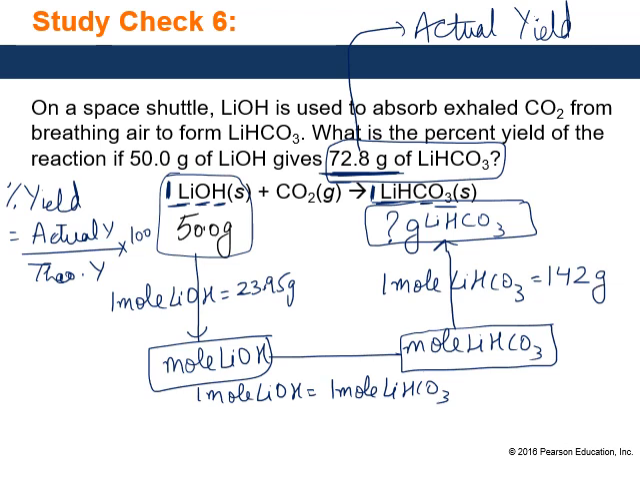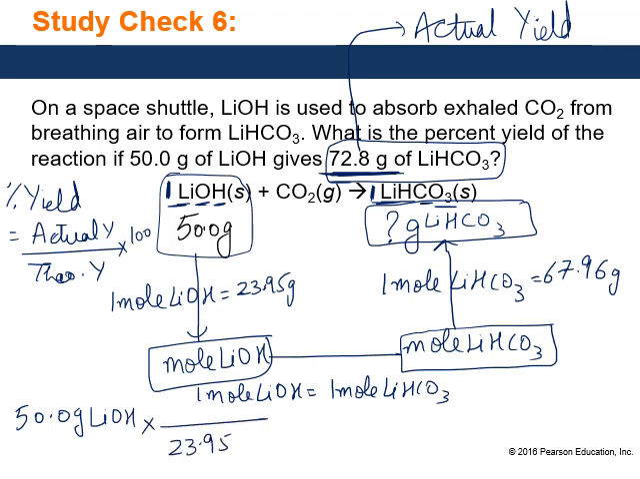Okay. That is the molar mass. Now, 1 mole is 67.96 grams. Now you have your map complete. You start with this 50.0 grams LiOH, multiply by 1 mole LiOH over 23.95 grams. Sorry, I should have kept some space.